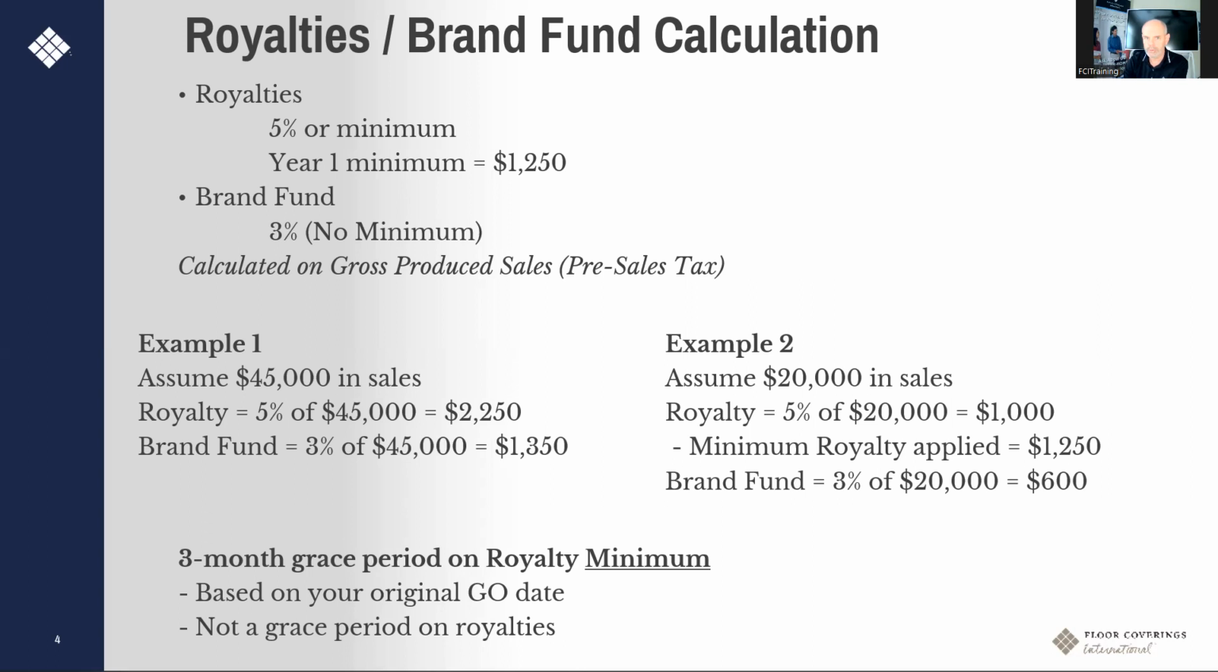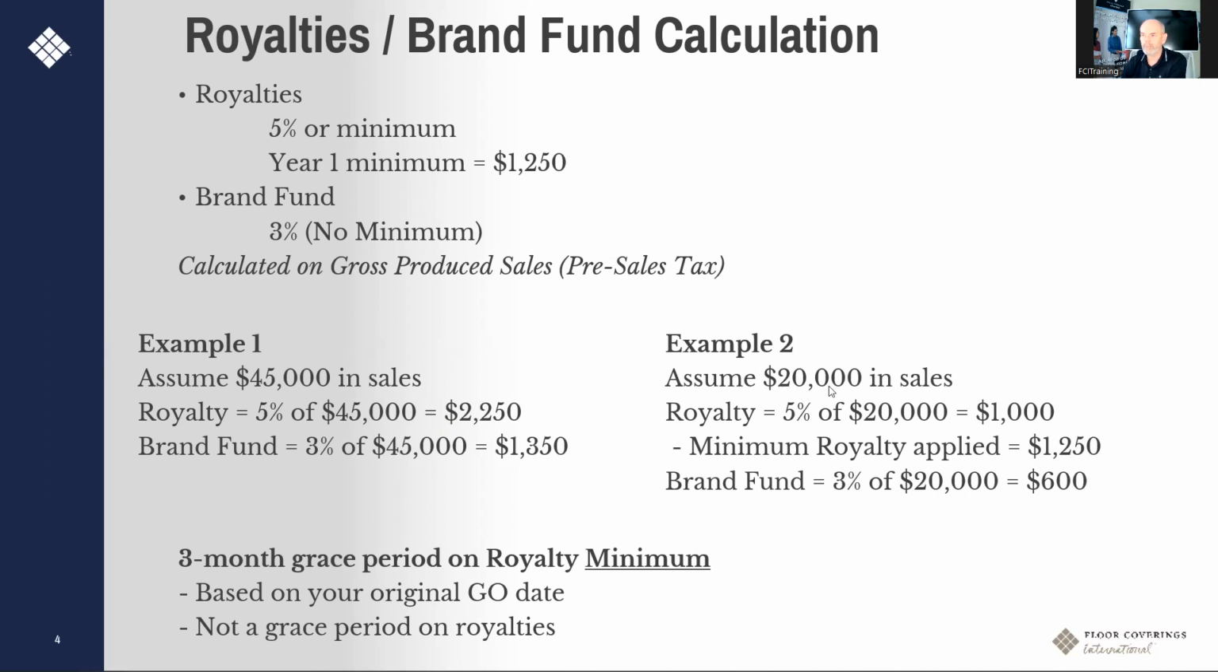If you look at your produced sales, based on the date that it was produced, that's when your royalties would be assessed. So let's take an example and see how this minimum works. Let's assume that you produced $45,000 in sales in 1 month. A 5% royalty on that would be $2,250. Brand fund would be $1,350. Perfect. Add those two numbers together and you'll see what your Floor Coverings International invoice is going to say for royalty and brand fund.